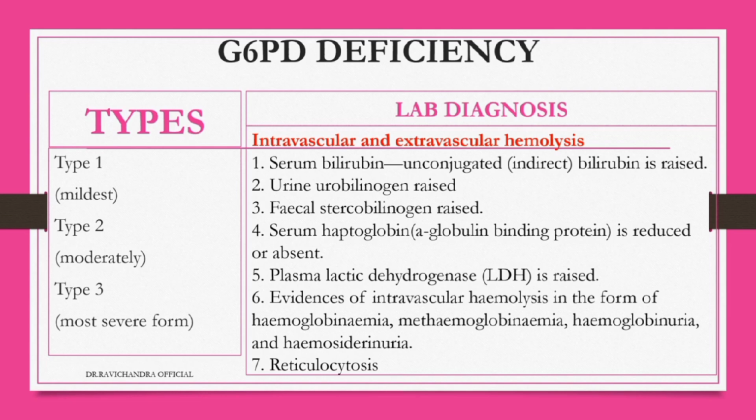The LDH, plasma lactate dehydrogenase enzyme, will be raised. There will be evidences of intravascular hemolysis in the form of hemoglobinemia, methemoglobinemia, hemoglobinuria, methemoglobinuria, hemosideruria. And in the bone marrow response, there will be increased reticulocyte count, that is, reticulocytosis will be seen.